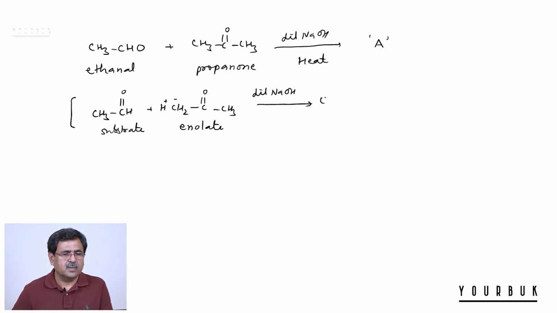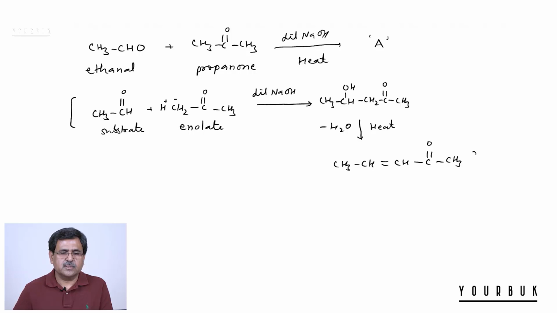Dilute NaOH. So first the aldol is formed. And this aldol on heating gives the product A. Loss of water takes place. So this product is called a product A. But aldol can be intramolecular aldol condensation also. So we'll take one example of an intramolecular aldol condensation.